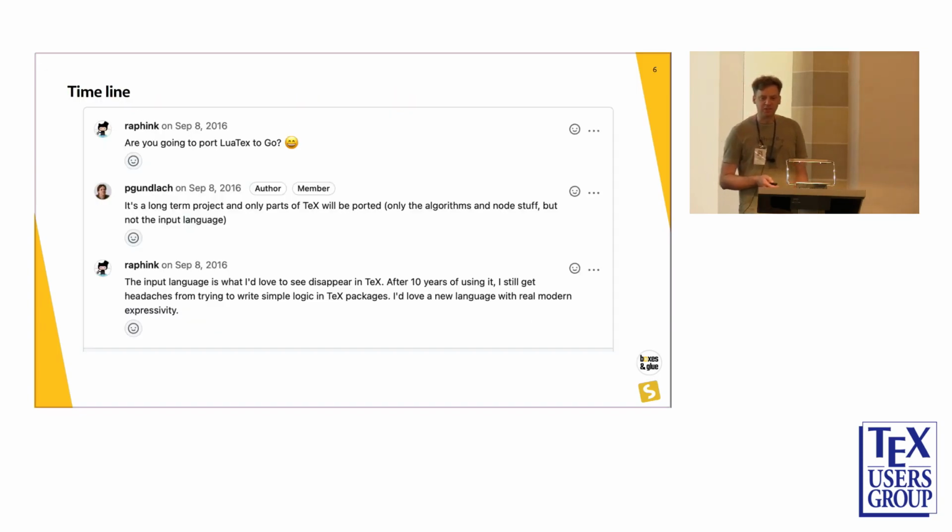So talking about history, some time ago I ported the hyphenation algorithm to Lua, and somebody commented, "Are you going to port LuaTeX to Go?" I said, "Oh, it's a long-term project," and so on. That was 7 years ago. So I think that was pretty much the start of boxes and glue.